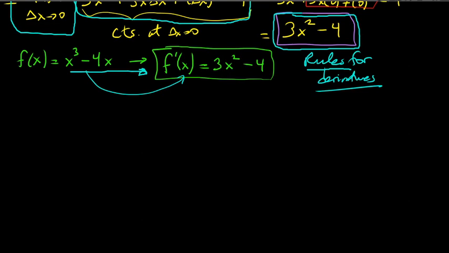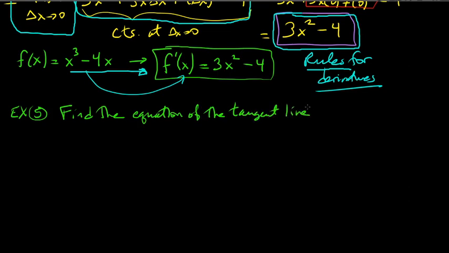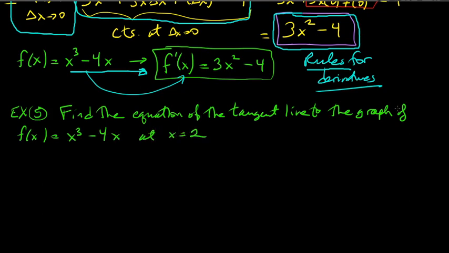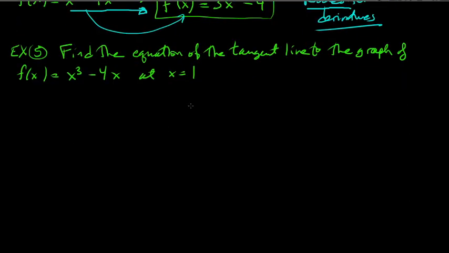Yeah, and in fact, for our next example, example 5, we're going to find the slope, or actually, let's do even more than that. Let's find the equation of the tangent line to the graph of the function f of x equals x cubed minus 4x at the point, let's say x equals 1. Okay, fair enough. x equals 1.